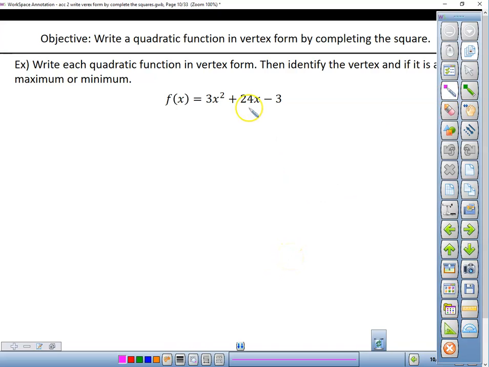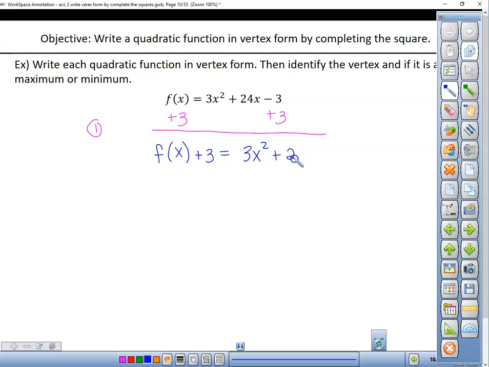So again, in order to create our vertex form, a big part of that is creating that perfect square trinomial that will become the (x - h) quantity squared part. So we have to realize this -3 here is not going to help us. So because it's not going to help us, we're going to move it out of our way. And so we're going to undo that -3 by adding 3 to both sides. So we now have f(x) plus 3 equals 3x squared plus 24x.